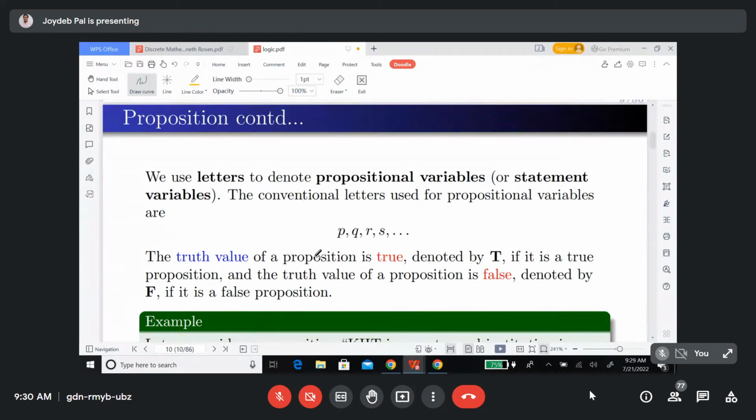So what we are doing here is denoting some propositions by English alphabets, like P, Q, R, S. Here P is a proposition, Q is a proposition, R is a proposition, S is a proposition. In this way, we can write the proposition or we can denote the proposition.